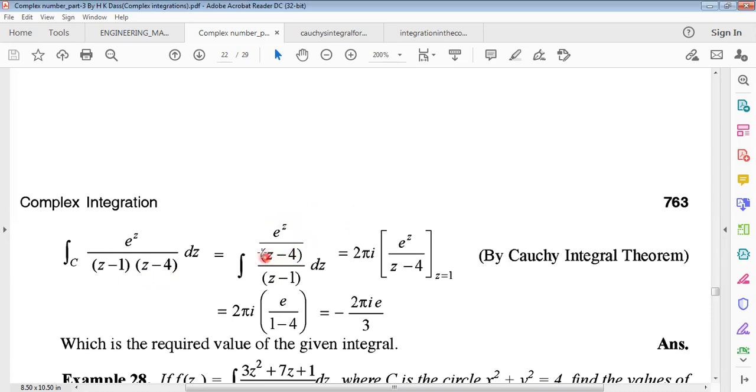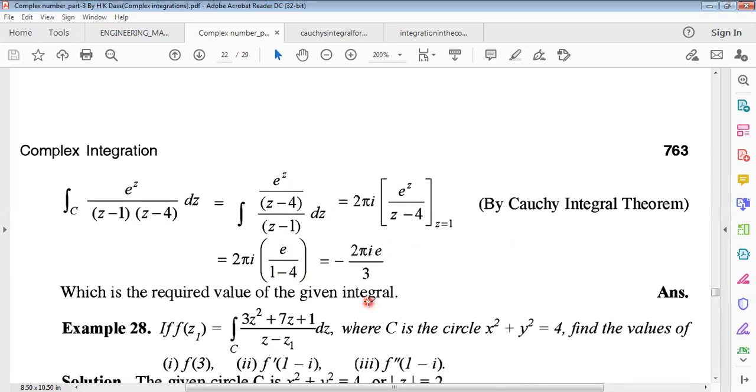So dividing the numerator and denominator by z - 4, we get this, and this becomes f(z) in that case. For f(z), we have to find the value at the pole z = 1. Just putting z = 1 in that function, e to the power 1 divided by 1 - 4. That means this is the result.